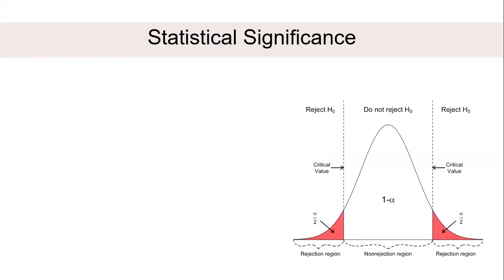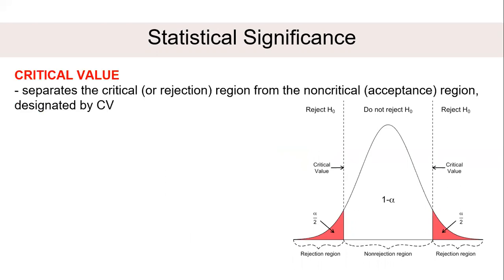Now, let's talk about statistical significance. Let's talk about the concept of critical value. The critical value separates the critical or rejection region from the non-critical region. In some books, they call it acceptance region, but some authors do not use the term acceptance. They use the term non-rejection. The critical value is designated by CV.